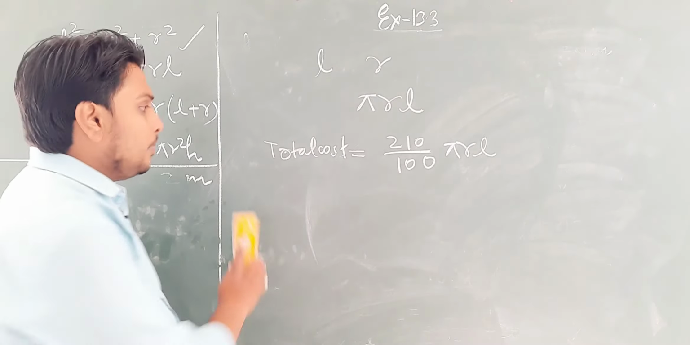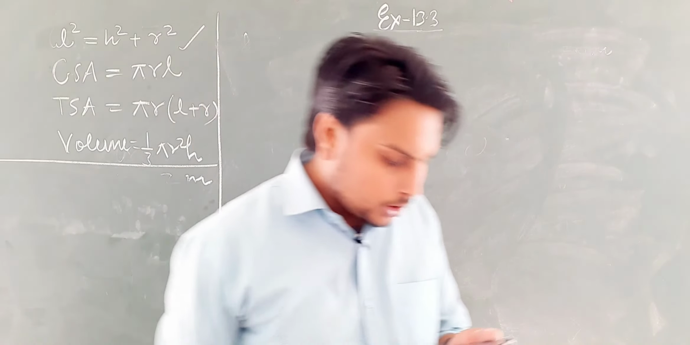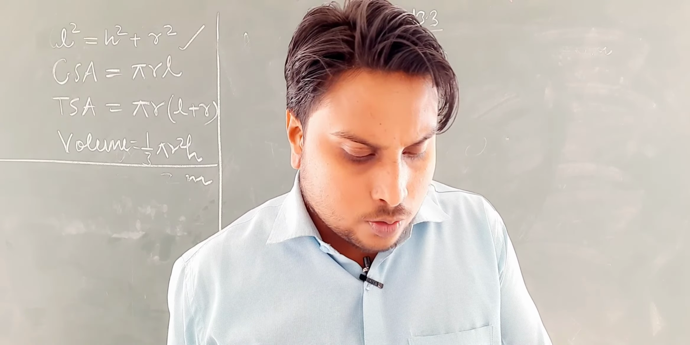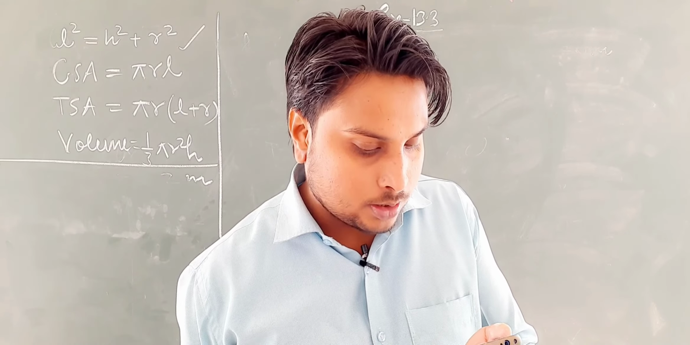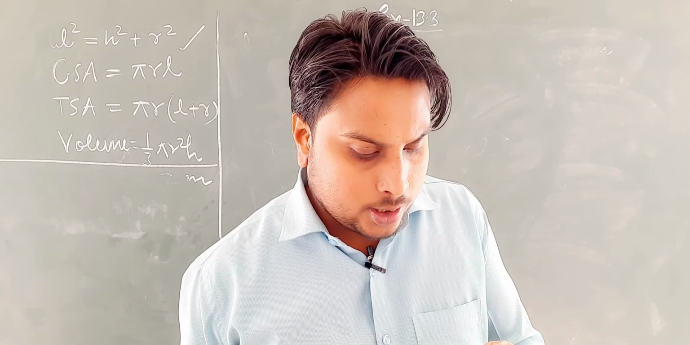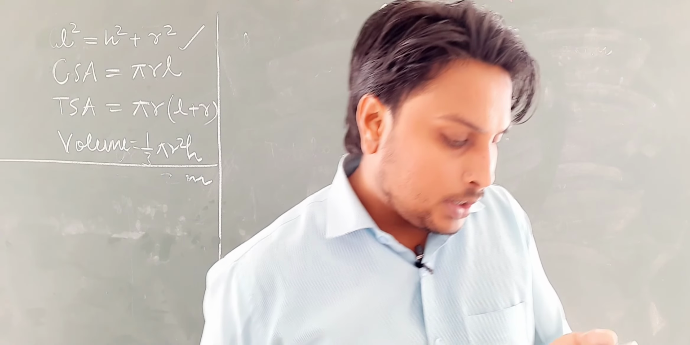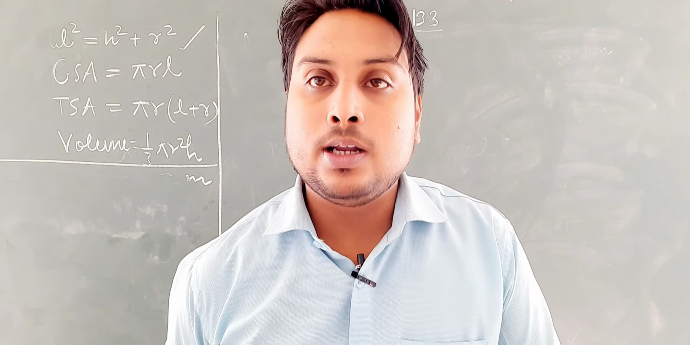Okay, coming to the seventh question. Seventh question is: a joker's cap is in the form of a right circular cone of base radius 7 cm and height 24 cm. Find the area of the sheet required to make 10 such caps. Also very easy. What is given? Radius R is given, H is 24.